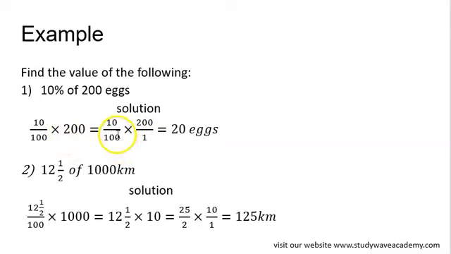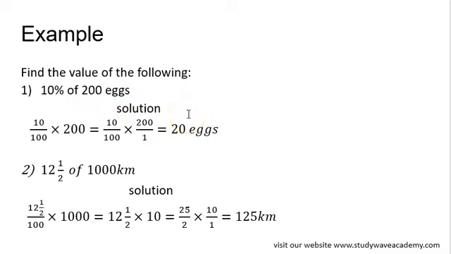If we cancel 0 and 0, here is left with 1, and here is left with 10. We cancel another 0 with 200. Here is left with 20, right? So our answer is 20 eggs. So 10% of 200 eggs gives us 20 eggs.